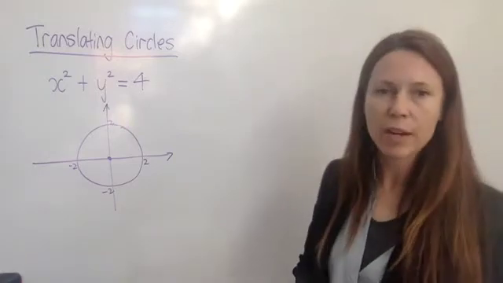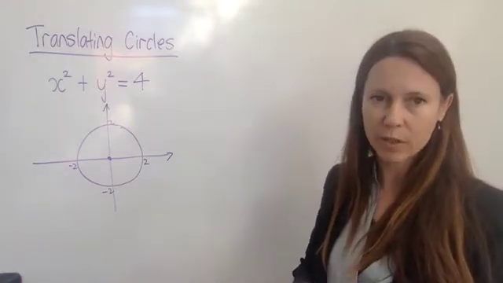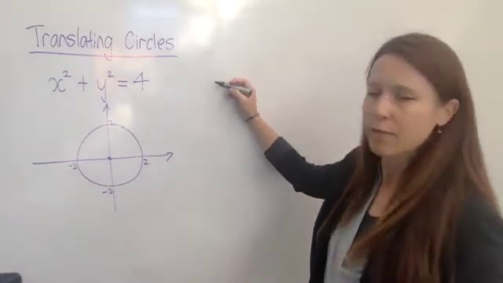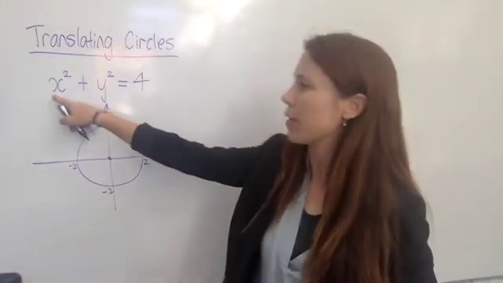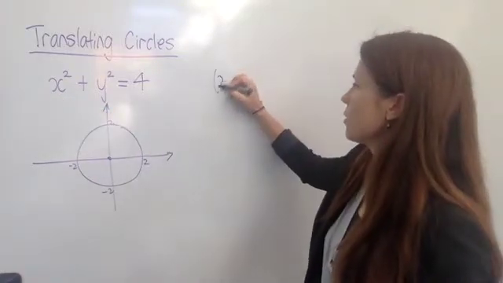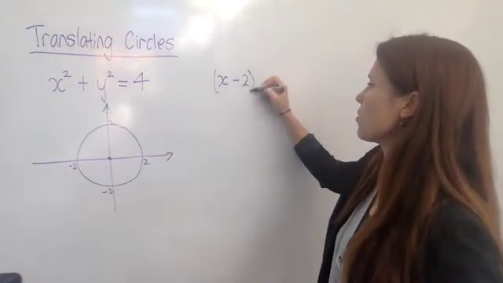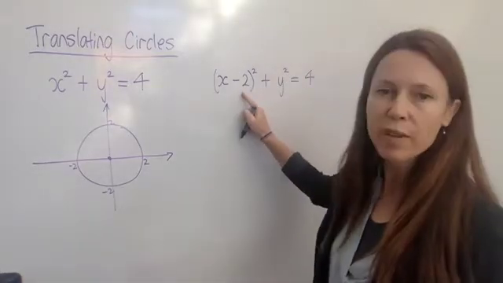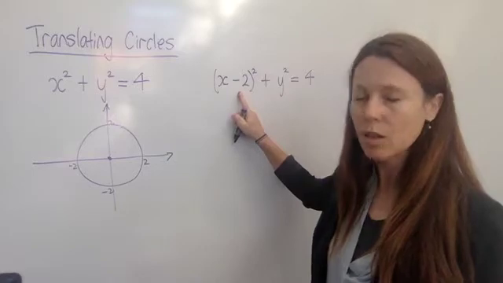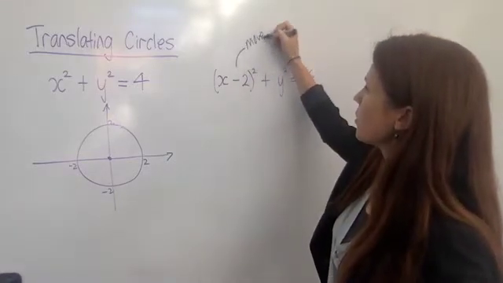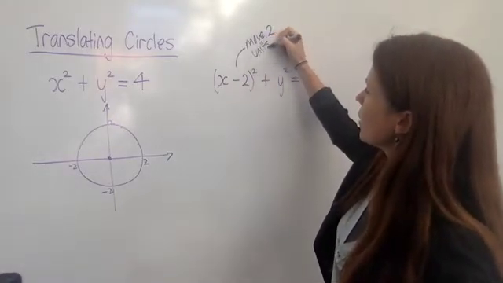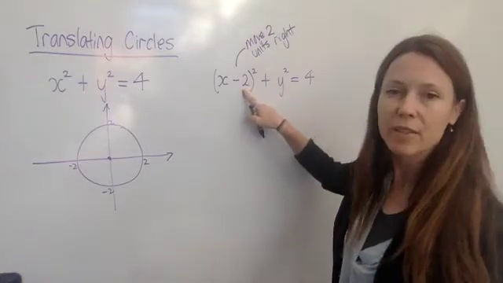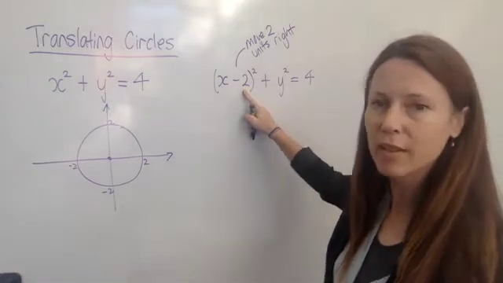Now, to move circles around, we need to follow the same rules that we've been following already, with one small exception with the y's. Already we know that if we shift around what the x is doing, let's say x minus 2 squared plus y squared equals 4, this will move our circle 2 units to the right. Why to the right? Because in all of our translations so far, minus means move to the right, and we've got used to that.